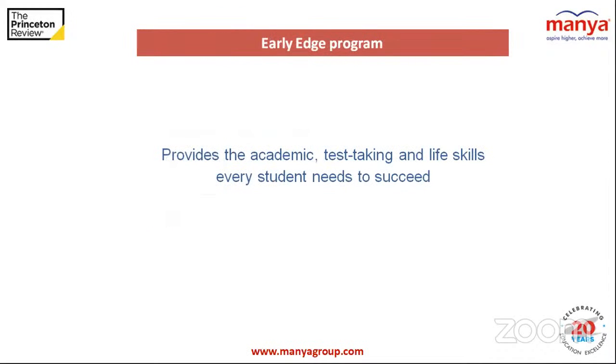How we can build English and math is through our early age program. Manya, the Princeton Review provides an early age program. What the early age program provides is academic, test taking, and life skills every student needs to succeed. Because the early age program which we offer is focused only on math and English. Having a strong foundation in math and English is the ultimate goal of this program, right? Once you're strong in these concepts, then whatever the entrance exam is, just get into that pattern, take a few mocks and attempt the entrance exam.